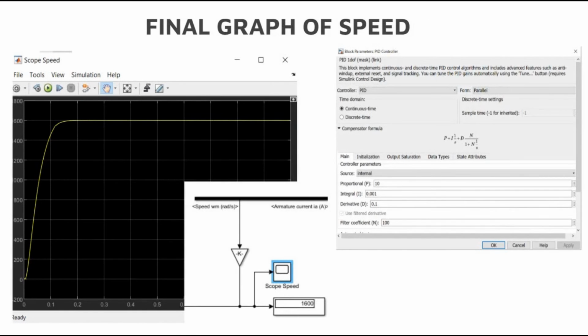Okay, this is our final graph. We decided to change the value of proportional P from 1 to 10. We keep the value of integral at 0.001, and we also change the value of derivative D from 0 to 0.1. So finally we got the steady state of 1600 speed, which is the same as our desired speed value. So we know that the PID controller is used to control the output to a desired speed via closed loop control.